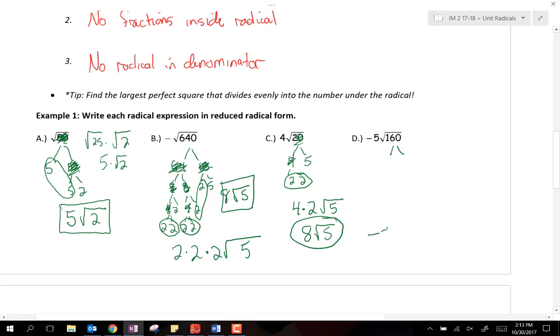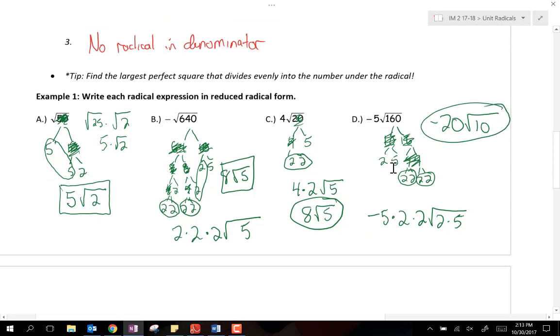160. So we already have a negative 5. Break this into 10 and 16. 2 and 5. 4 and 4. 2 and 2. So I have one pair of 2s. Another pair of 2s. But I still have a 2 and a 5 left over. So those stay inside. Multiply everything outside together and everything inside together. So negative 5 times 2 times 2. Negative 20. 2 times 5 on the inside is 10. Negative 20 root 10.